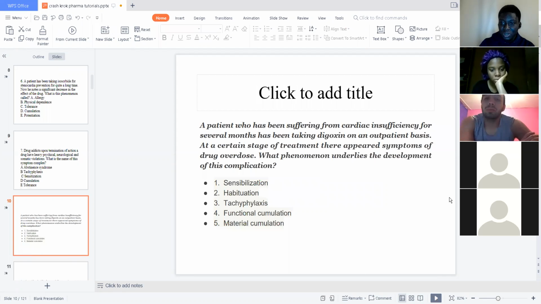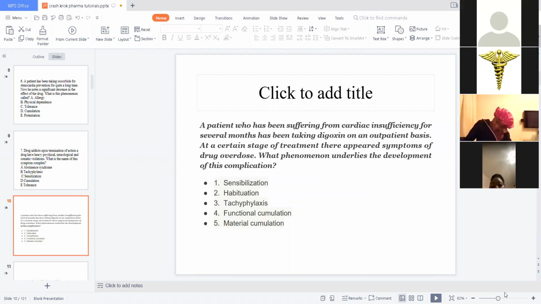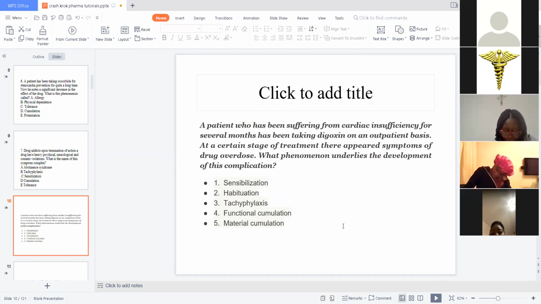Okay, the next person is Timmy. This is your question. A patient who has been suffering from cardiac insufficiency for several months has been taking digoxin on an outpatient basis. At a certain stage of treatment, there appeared symptoms of drug overdose. What phenomenon underlies development of this complication?